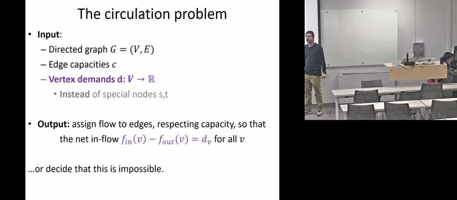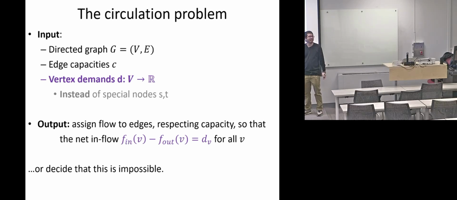Is it the same demand number for all the vertices or a different one? Different. Every node has a different number. And actually, if there is some node with positive demand, then some node must be negative to make this possible.